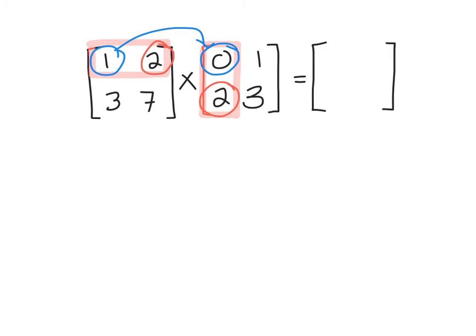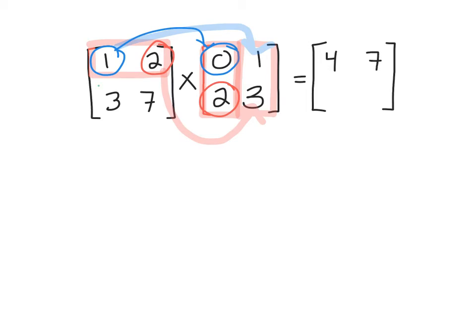So 1 multiplied with 0 is 0 plus 2 times 2. I didn't make that clear. We're multiplying and then we're adding. So 1 times 0 is 0 plus 2 times 2 is 4. Okay, then we're going to take that same first row and we're going to do the same thing with the second column. So now I'm going to do 1 multiplied with 1 and 2 multiplied with 3 and add those together. 1 times 1 plus 2 times 3. So 1 plus 6 is 7.